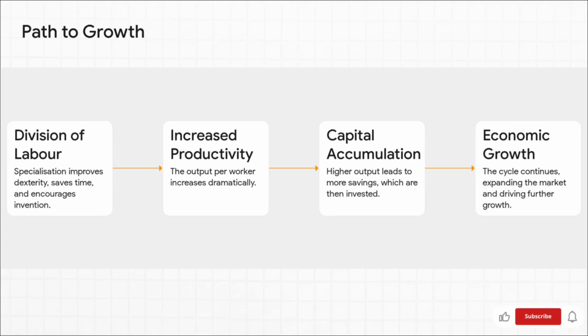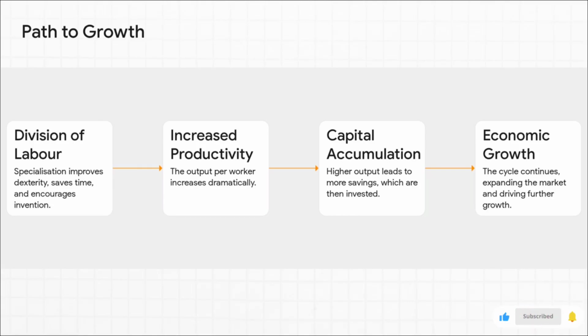And this leads to a super powerful chain reaction. It's really the core of his growth model. So check this out. It all kicks off with the division of labor. People specializing in one small task. This specialization makes workers way more skilled and efficient, so productivity just skyrockets. More productivity means more stuff gets made, which leads to more savings, especially by the capitalists and landlords. And what happens to those savings? They get reinvested as capital, which fuels even more growth.